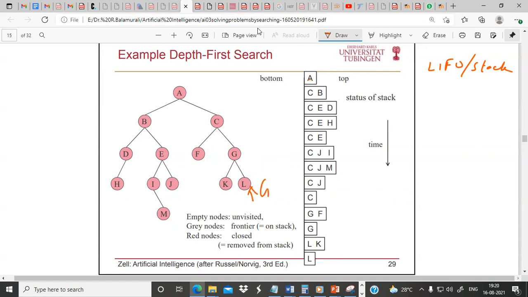So we check whether the node in the frontier is the goal state or not. This is not the goal state. Then remove this from the frontier and expand it. When you expand, we get B and C. But here we enter these into the stack from right to left, not from left to right.